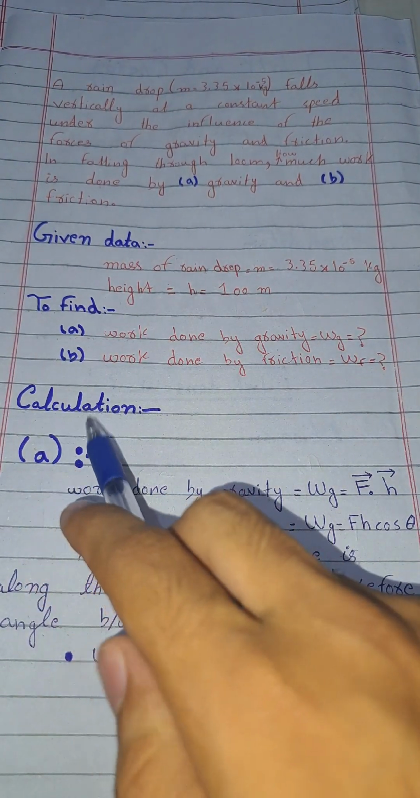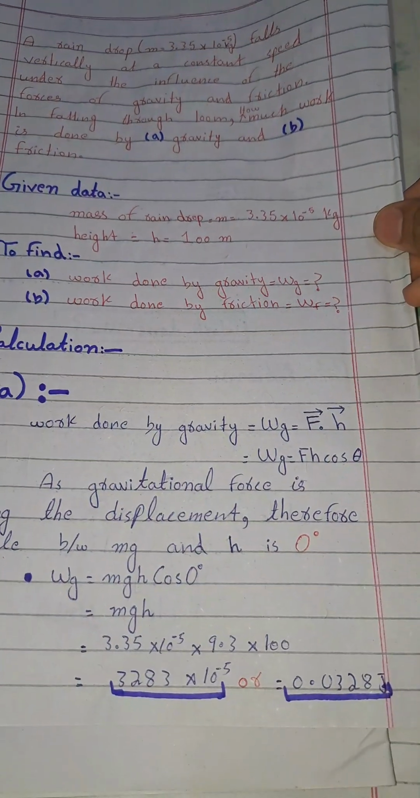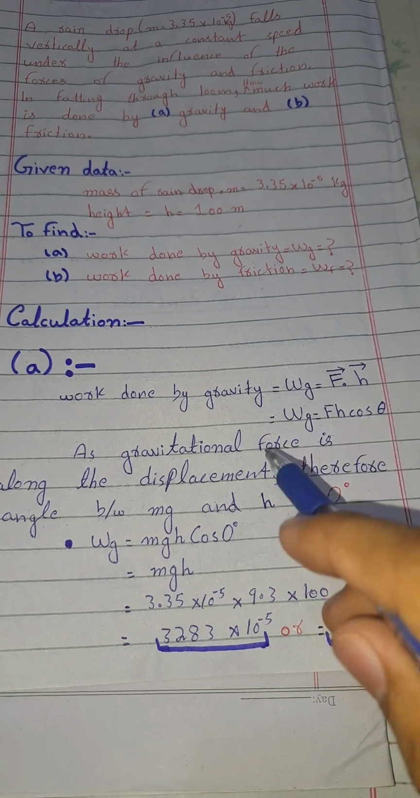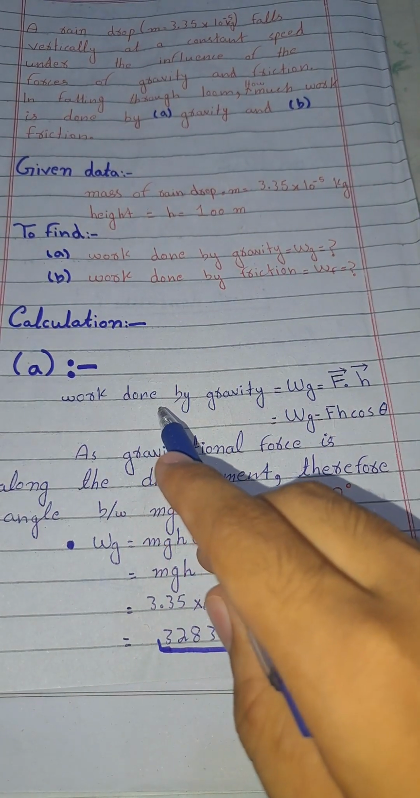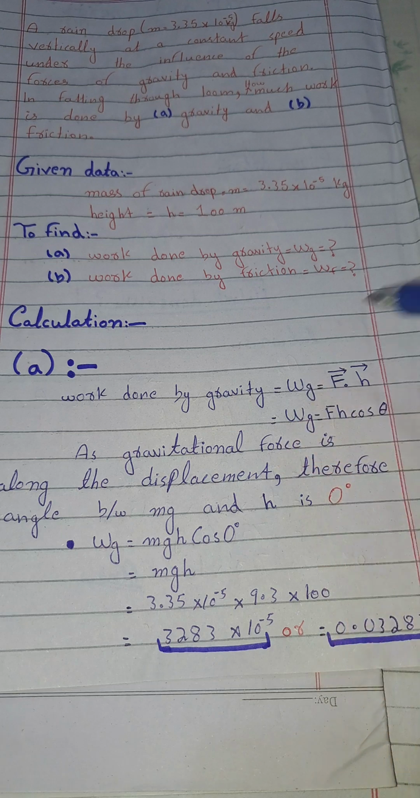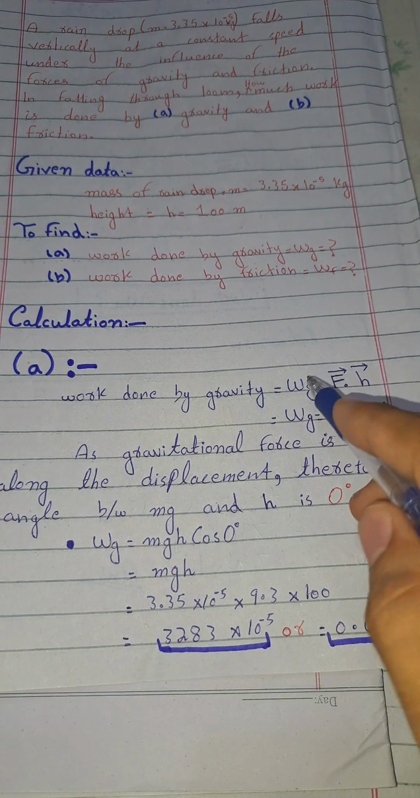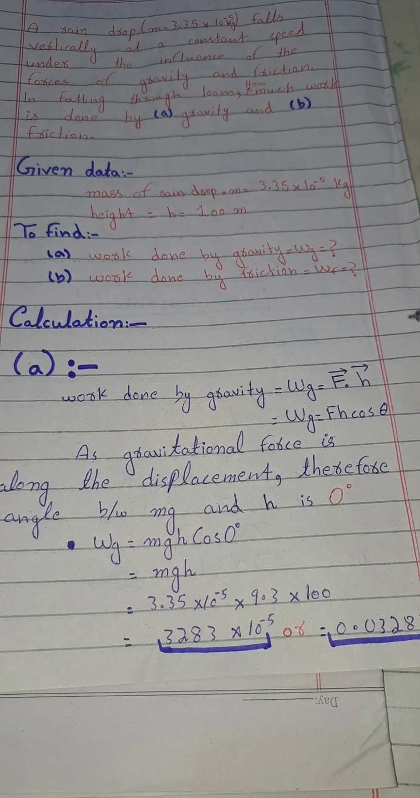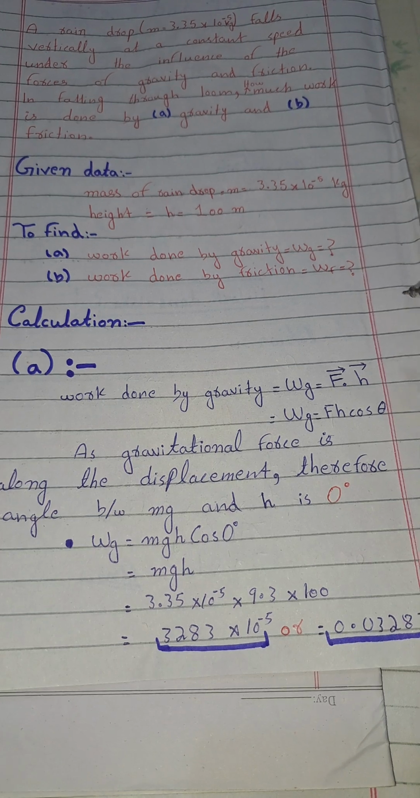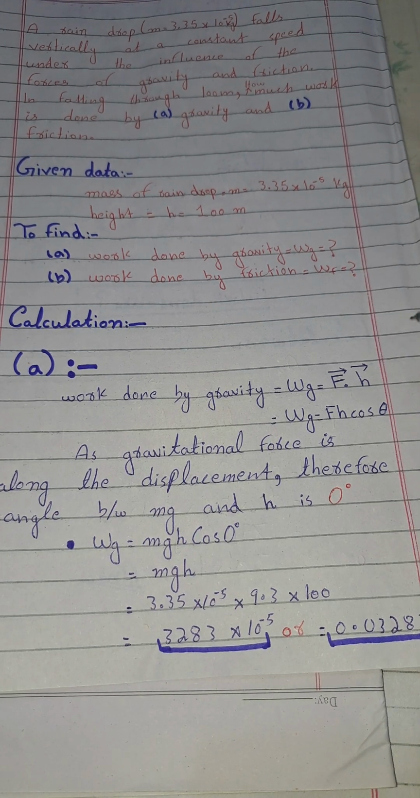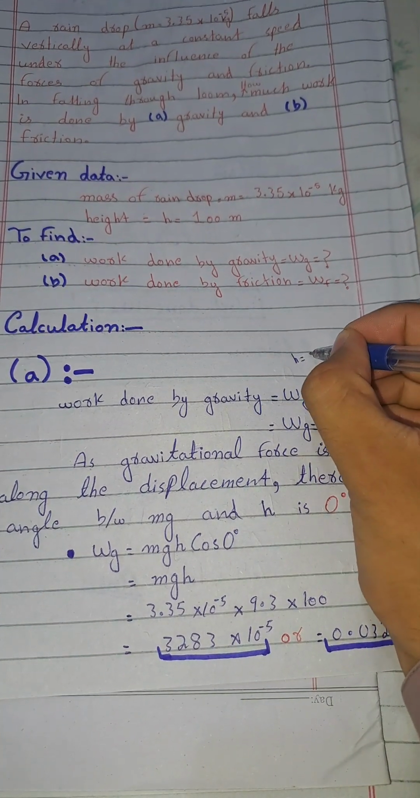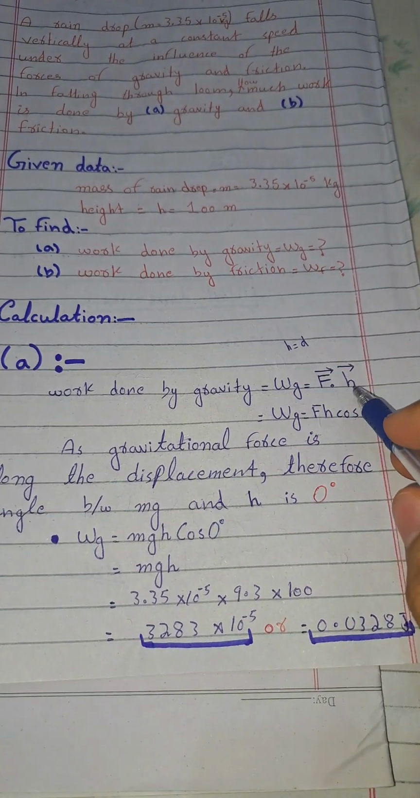So there are some calculations for the first part. We are now calculating the work done by gravity. Work done by gravity is equal to F dot H. As we know, work is equal to F dot D. D is the displacement, the distance, and H is height. It is also the distance from some point. So here we consider H equal to D. That's why we write H here.